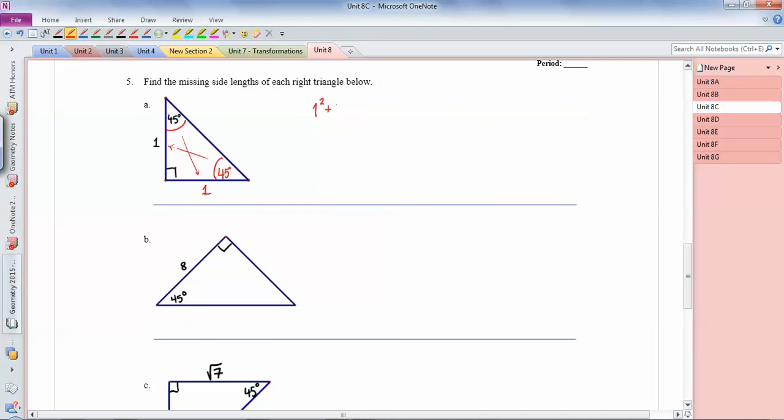So 1 squared plus 1 squared equals c squared. So that's going to be 1 plus 1 is 2, and then we'll take the square root. So this ends up being root 2. So I want to tell you guys now, you're going to want to memorize this idea. If you have a triangle that's got angles of 45, 45, and 90, you want to know that if one side is 1, the other side is 1, and the hypotenuse is root 2.